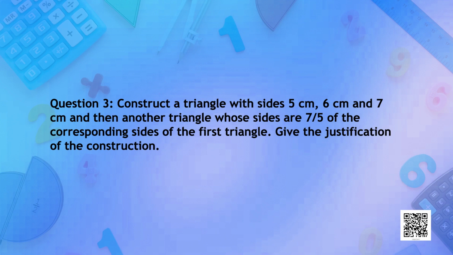The question is: construct a triangle with sides 5 centimeter, 6 centimeter and 7 centimeter, and then another triangle whose sides are 7 by 5 of the corresponding sides of the first triangle. We also need to justify our construction. So, let us start the construction.